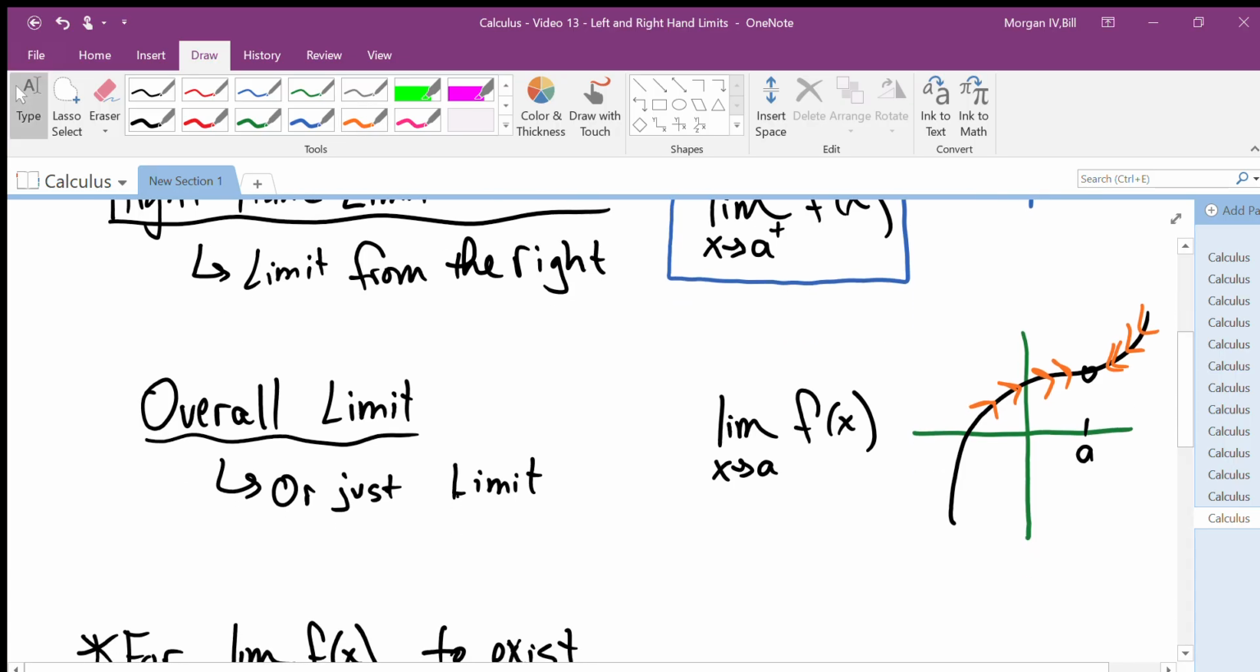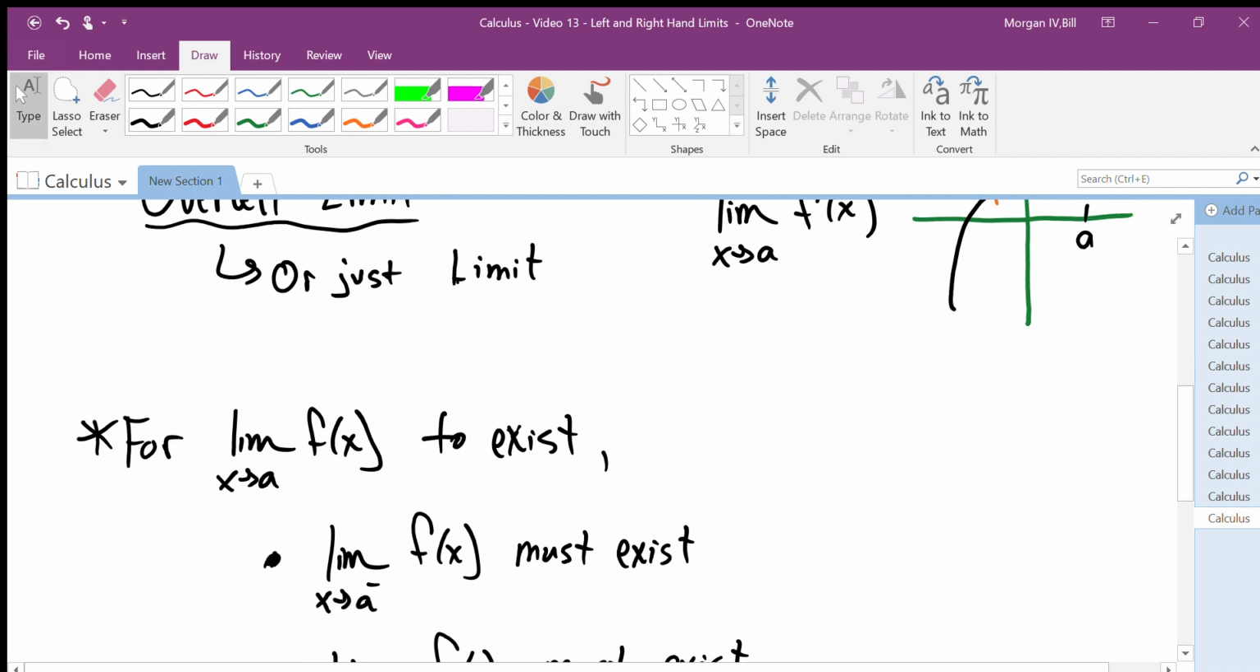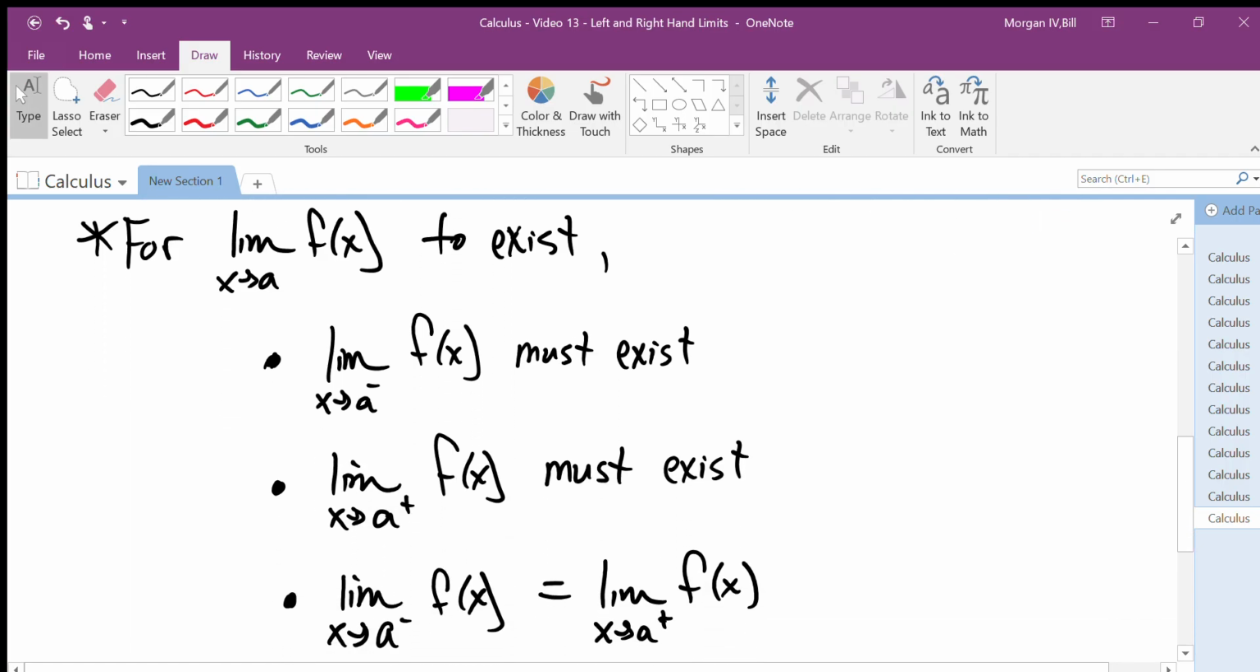And for that overall limit to exist, the limit as x approaches a without a superscript of plus or minus, three things must occur. First of all, your left-hand limit must exist. You have to have some curve that you're approaching the value of a from the left. The right-hand limit must exist, and the left-hand limit and the right-hand limit must be equal.